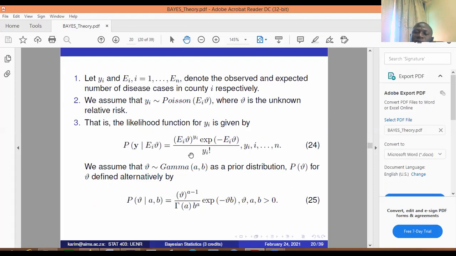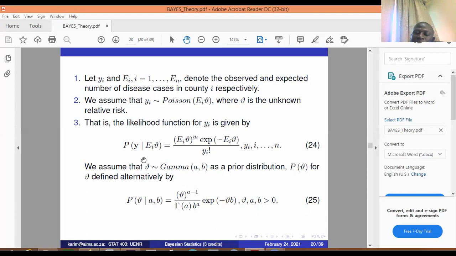Back to our disease. Here we know the number of cases for each region i, and the expected number of cases. So we said that Y denotes the observed number of cases, and E denotes the expected number of disease cases in a region or county or country or area. And then Y is Poisson distributed with rate the expected value multiplied by the risk. And that is what we have here. This is the same equation we have in the previous slide.